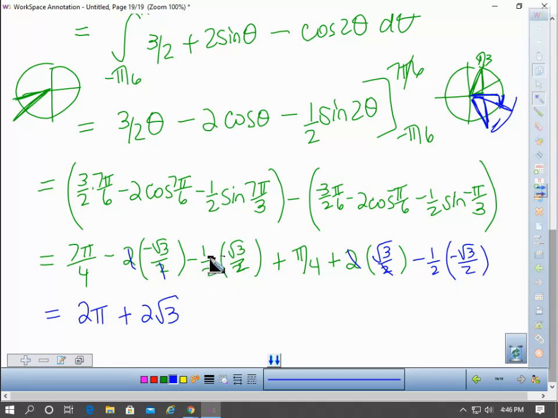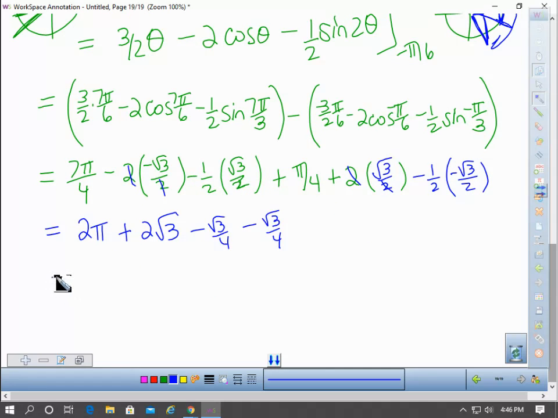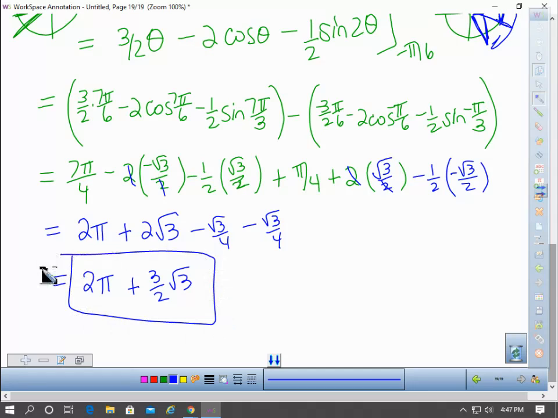And then here we have, I'll write it so I don't make a mistake, negative radical 3 over 4, and then another negative radical 3 over 4. So this is going to be 2 pi. So this is going to be minus 1/2. So 2 minus 1/2 is 3/2. So that'll be 3/2 radical 3. So here's my answer: 2 pi plus 3/2 radical 3.